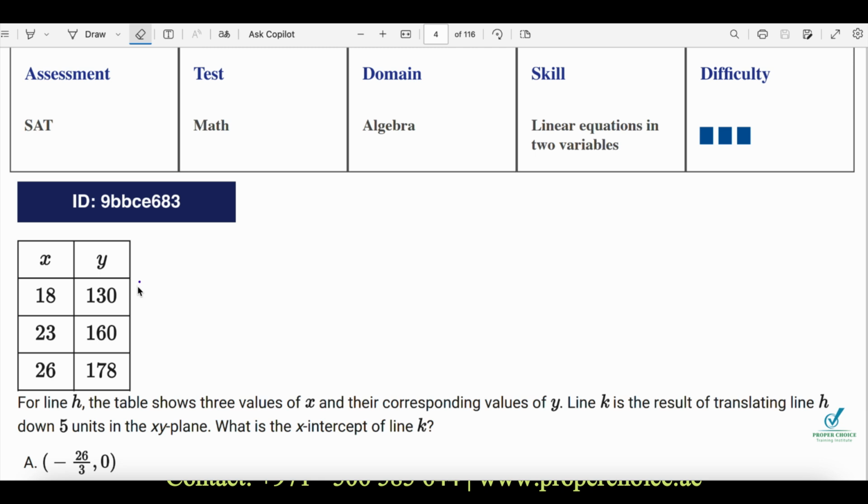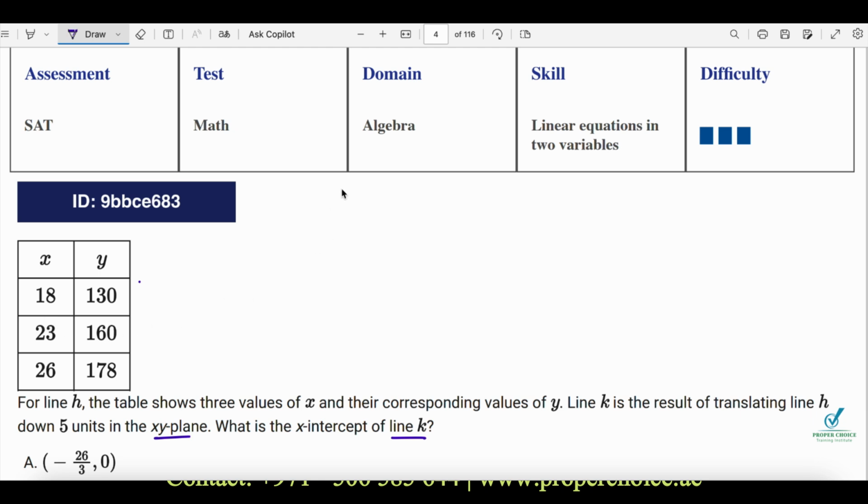For line H, the table shows 3 values of x and their corresponding values of y. Line K is the result of translating line H down 5 units in the xy plane. What is the y-intercept of line K? So what they are trying to say, these are the coordinate points for the line H. When line H is translated 5 units down, what would be the intercept for line K?